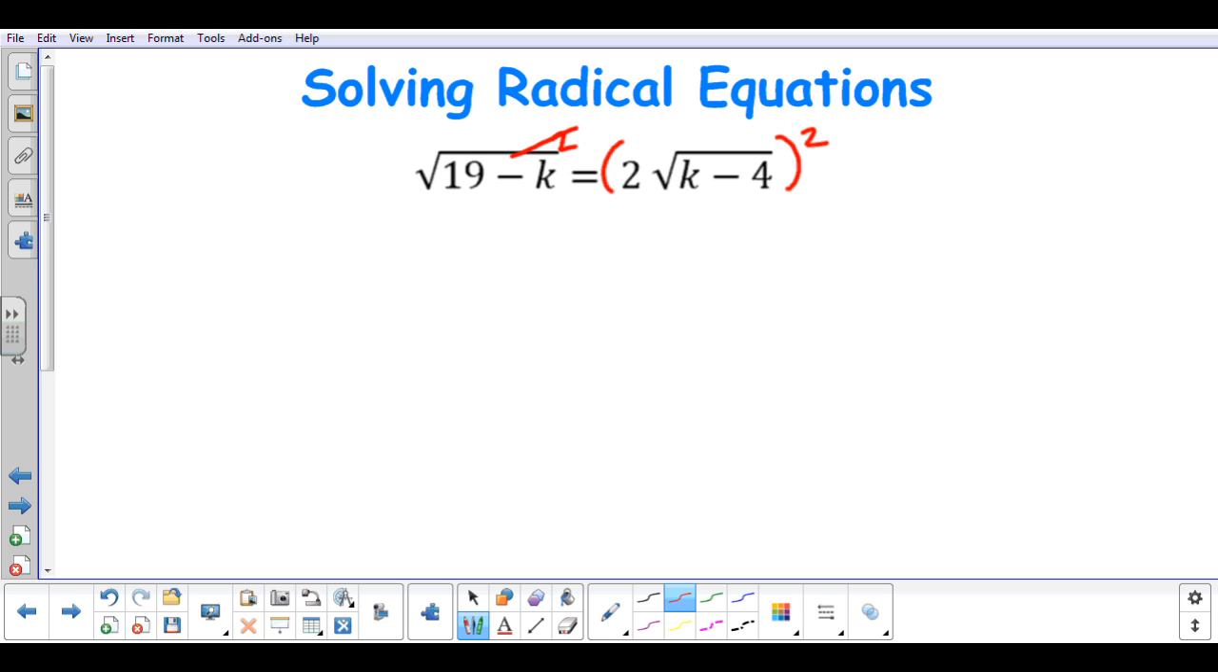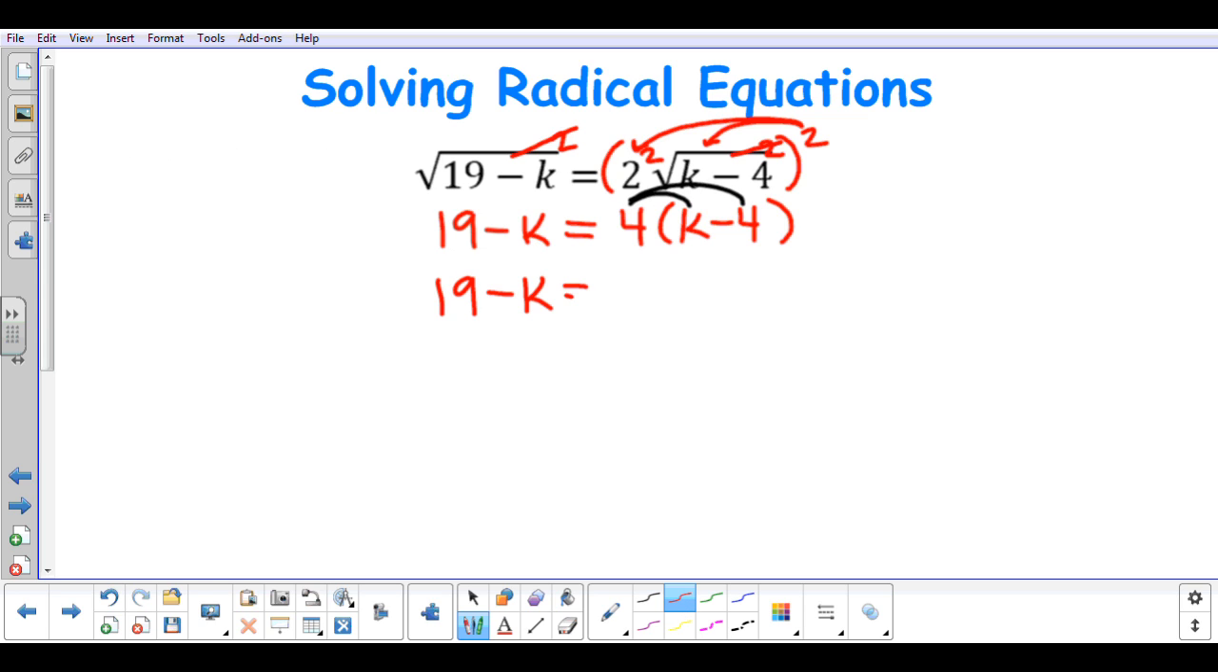So the exponent of 2 will take out the square root sign, and I would drop down my 19 subtract k. On the right side though, the exponent of 2 goes to the square root as well as to the 2. So I really have 2 squared and the square root of k subtract 4 squared. So I need to evaluate 2 squared to give me a 4. And then when I square my square root, the k subtract 4 will fall down. So I need to multiply the 4 into the k subtract 4. So I will have 19 subtract k equal to 4k subtract 16.